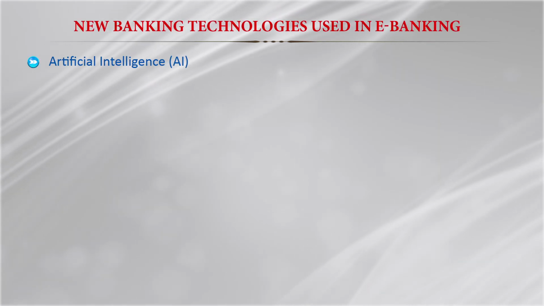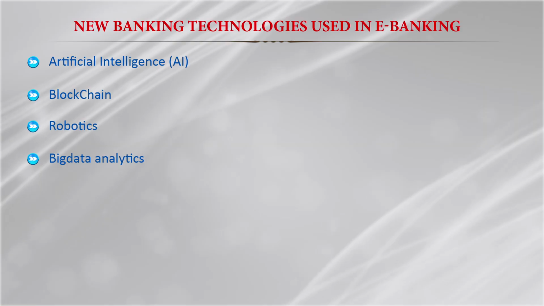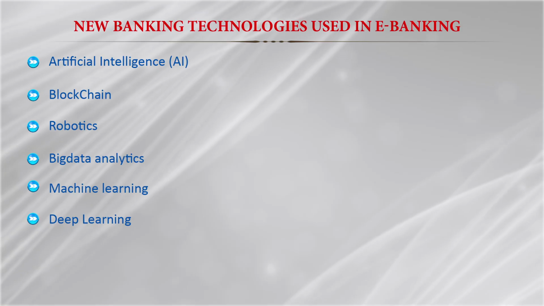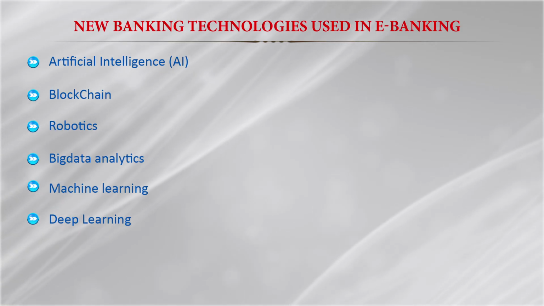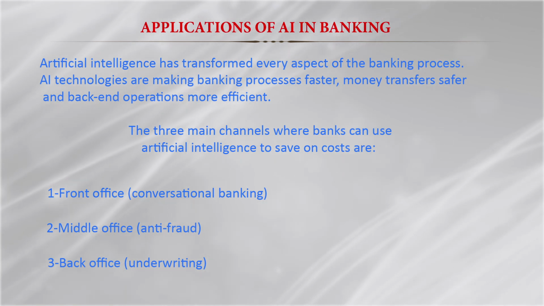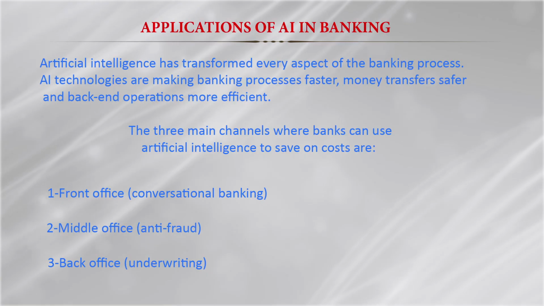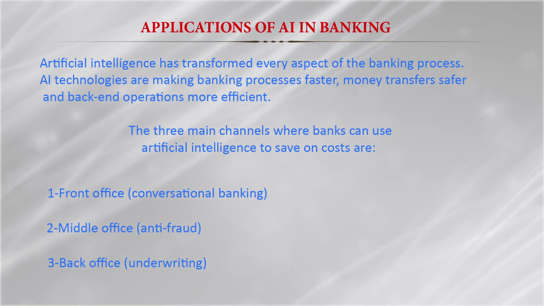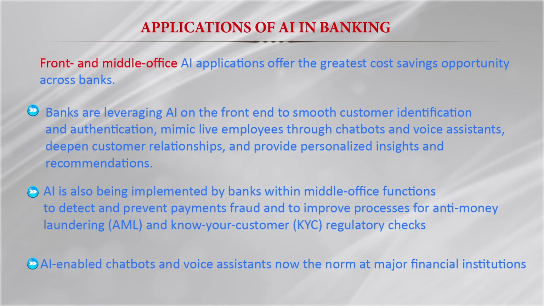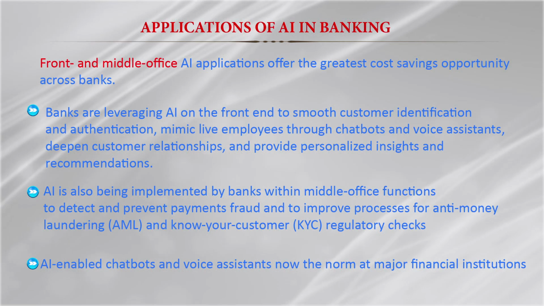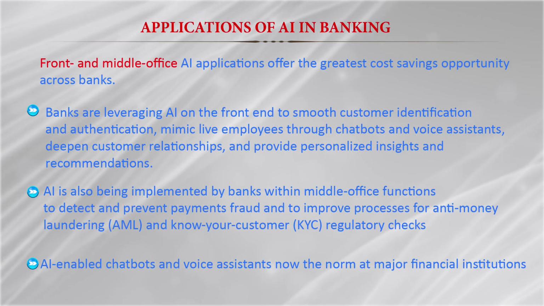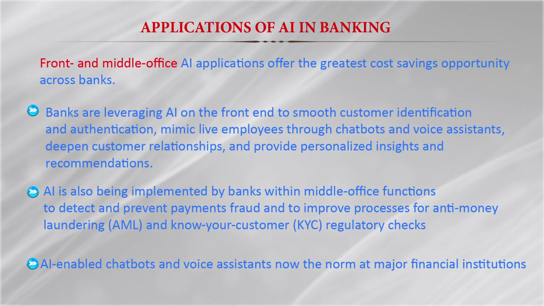So artificial intelligence, blockchain, robotics, big data analytics, machine learning and deep learning are quite important, because AI is working quite a lot in this direction, and the biggest example is that it has transformed the whole banking process. AI technologies are making the banking process faster, money transfer safer, and back-end operations are coming up. AI is also being implemented by banks in middle office functions to detect and prevent payment fraud and improve processes for anti-money laundering and know your customer, because KYC is a quite important ingredient in it, and there are certain chatbots enabled which can work as a voice assistant and other things.